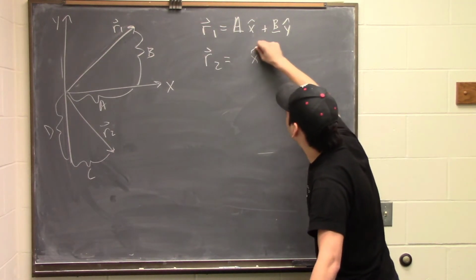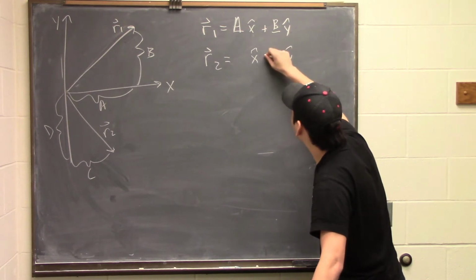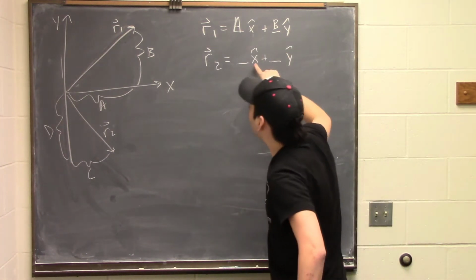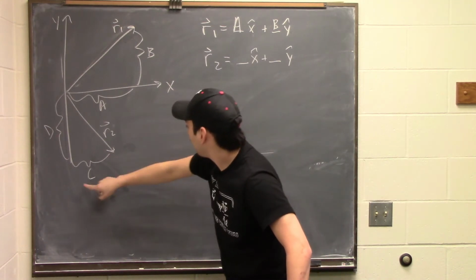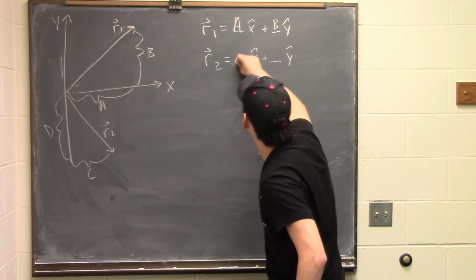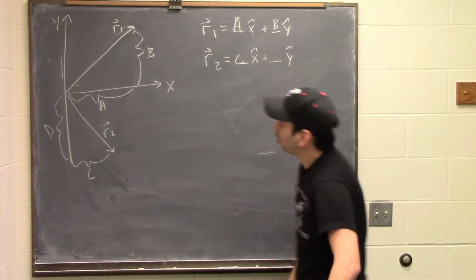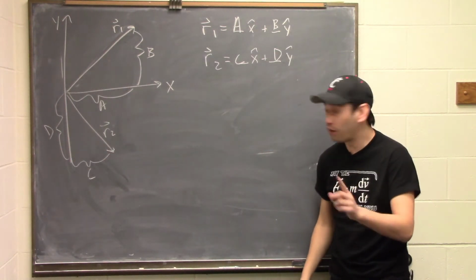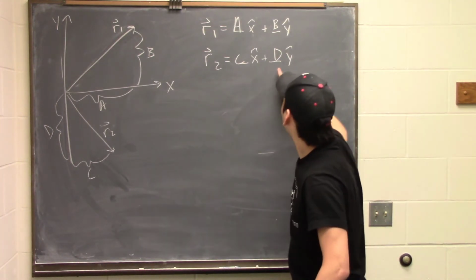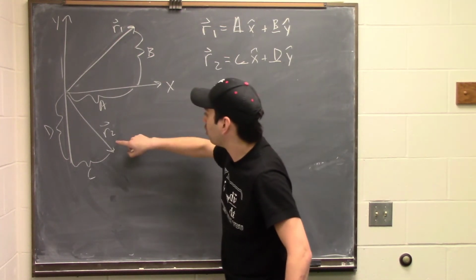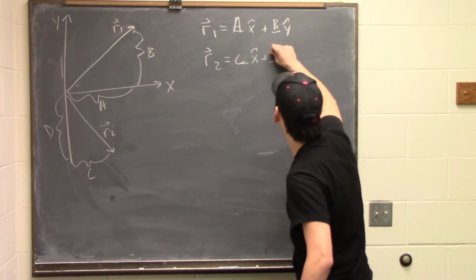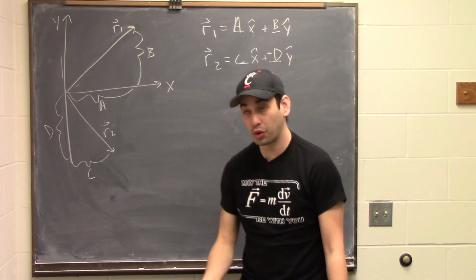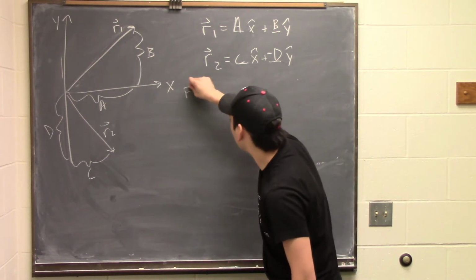R2 also has x and y components, and so let's fill in what those are. In X, R2 is a distance C. In Y, R2 is a distance D. But we need to be careful here because the D for R2 is in the negative direction, so this is a negative.